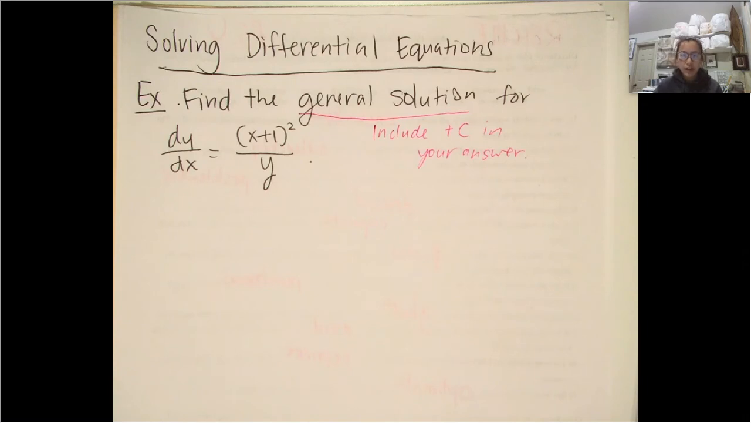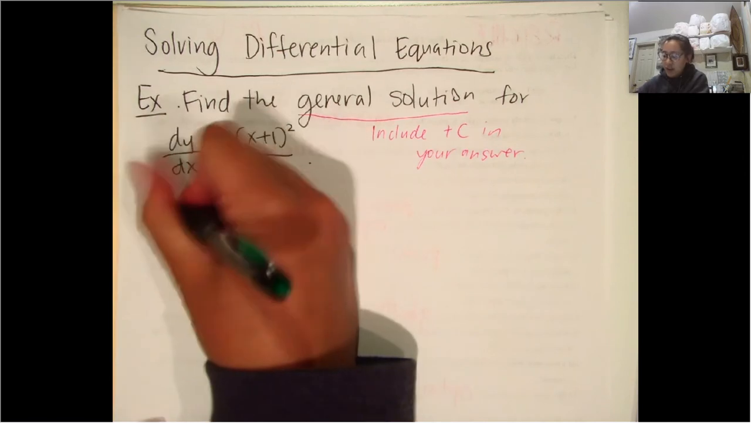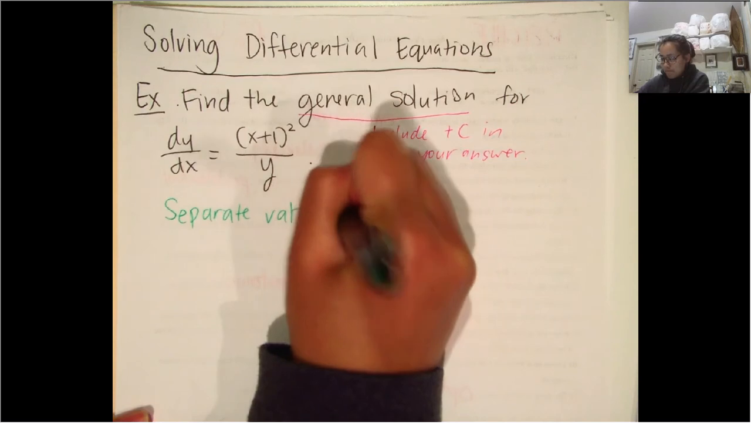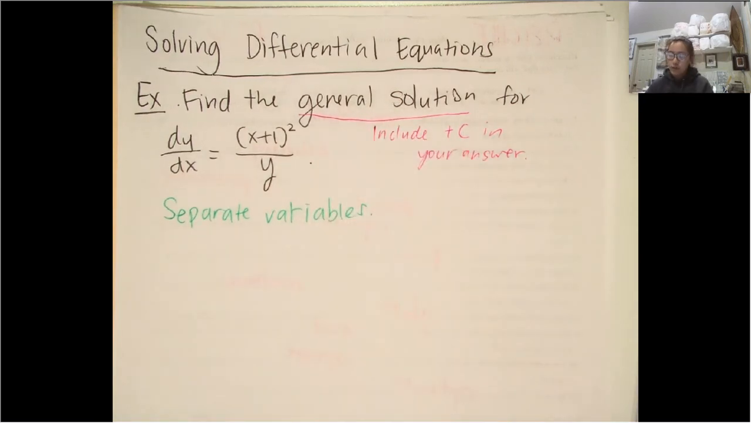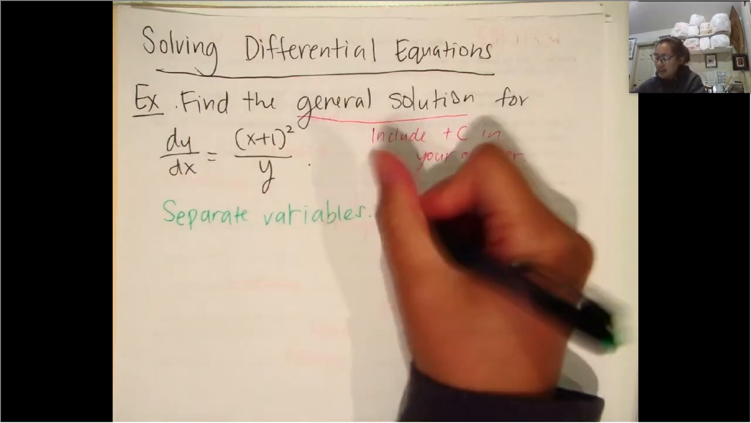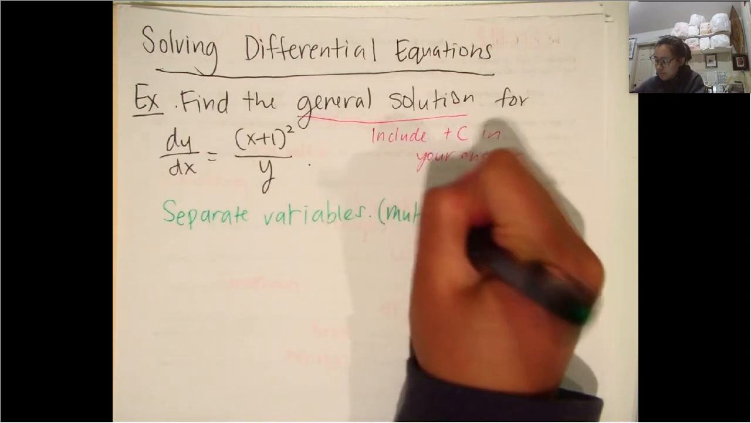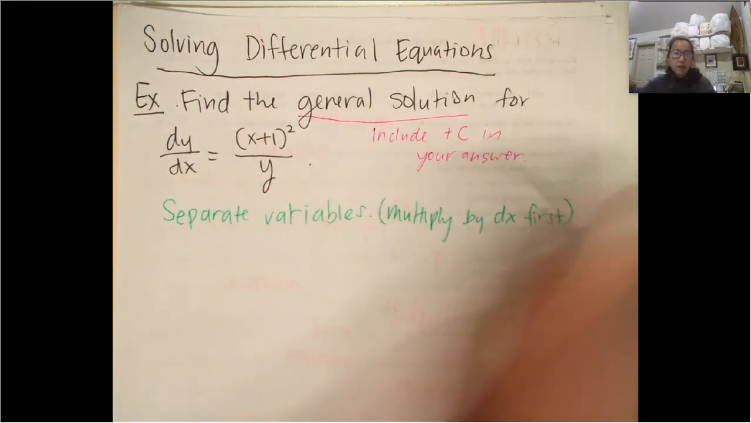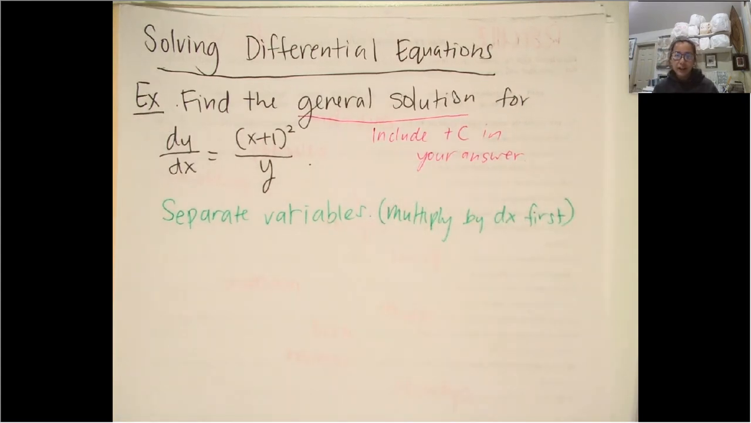Okay, so when you're trying to solve this differential equation, the basic step is to separate the variables. We do this by starting by multiplying by dx. In general, you should only be multiplying and dividing by things. There should be no adding and subtracting. You want to multiply by dx, and dy is in terms of y, and dx is in terms of x, of course.